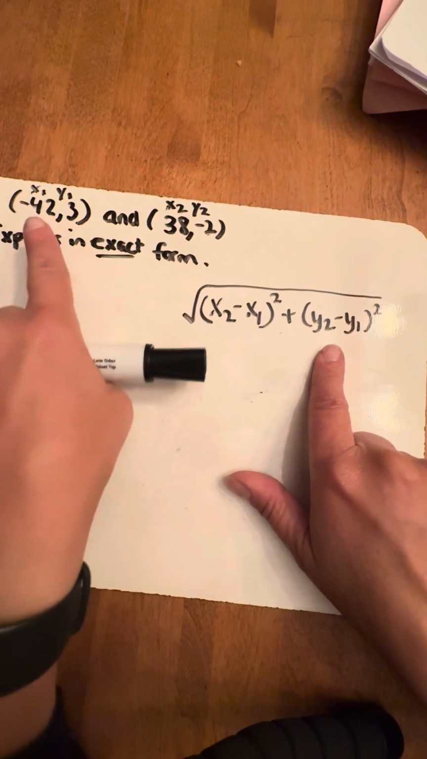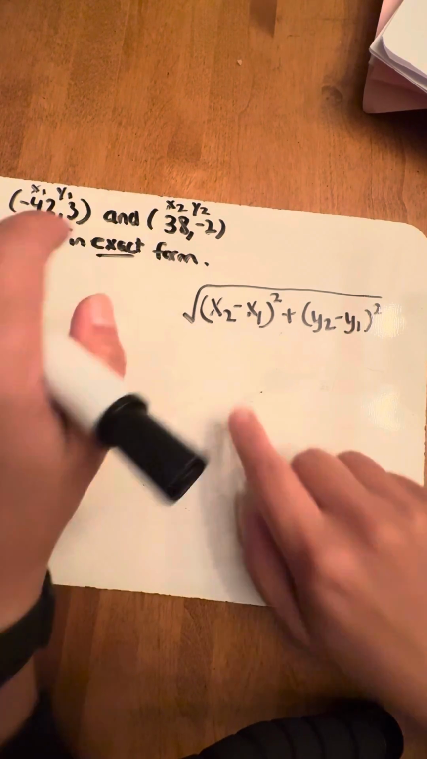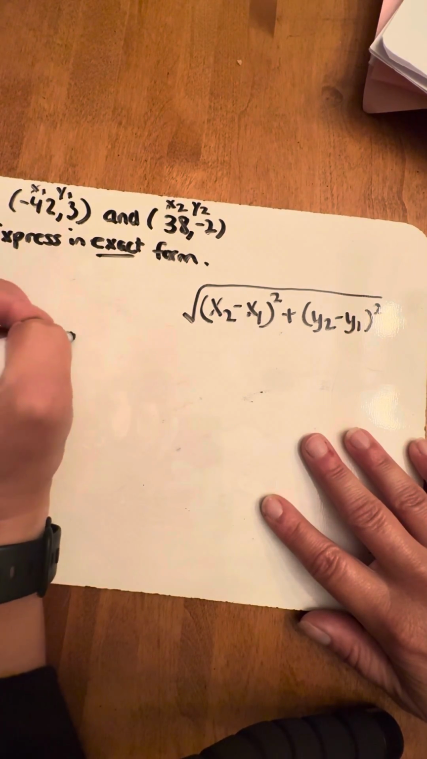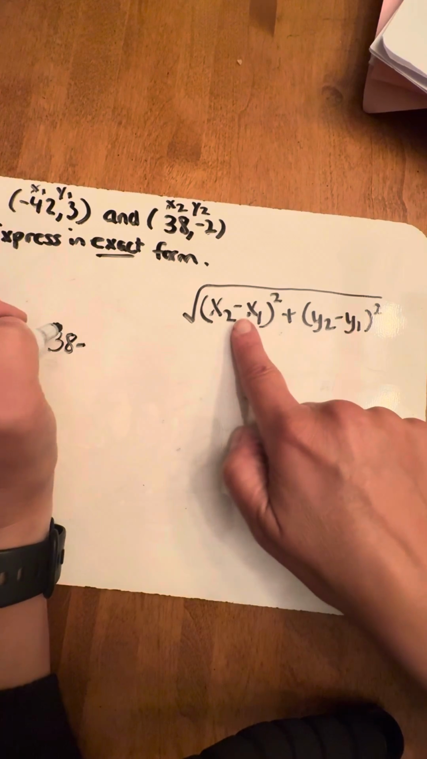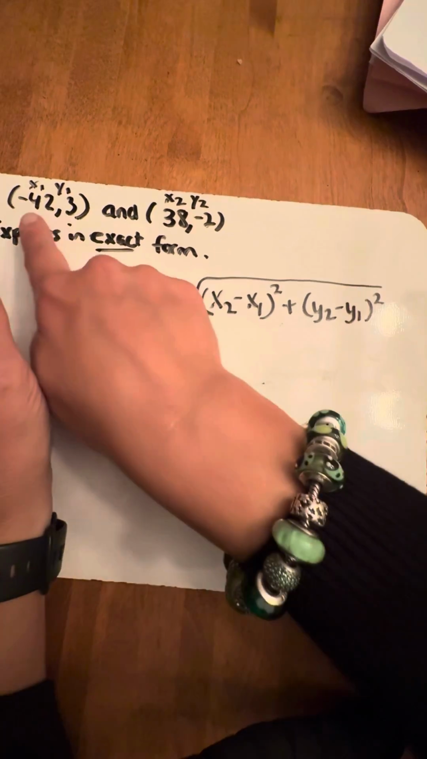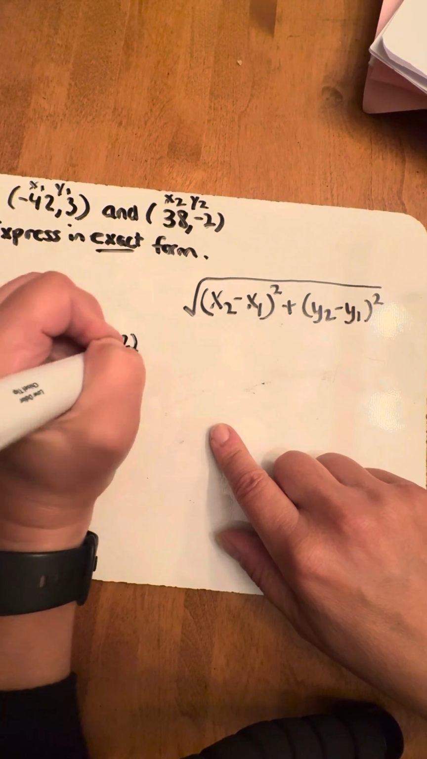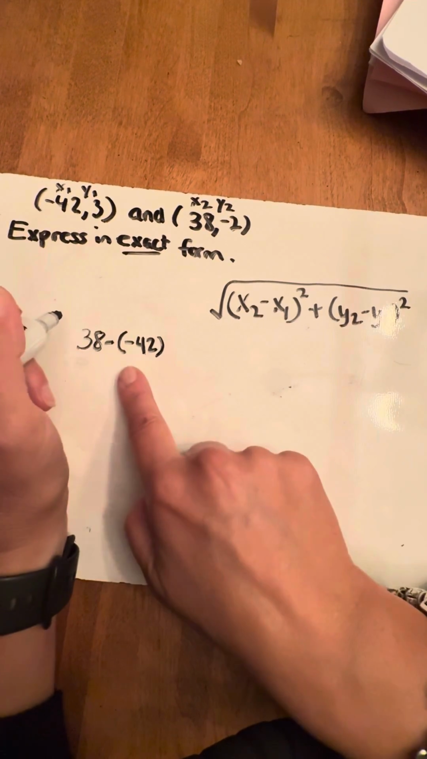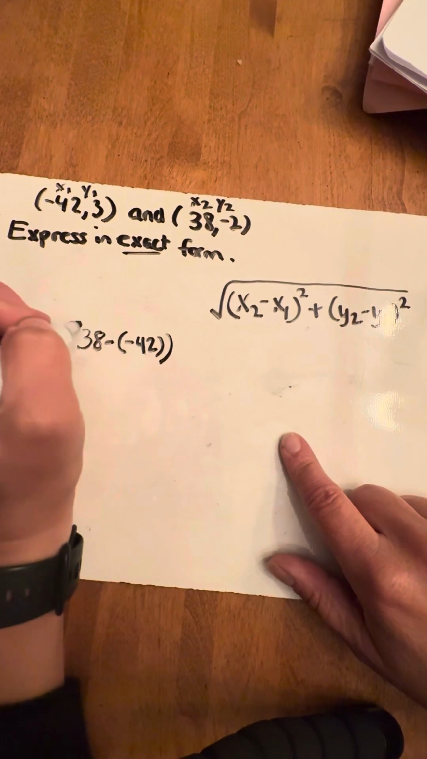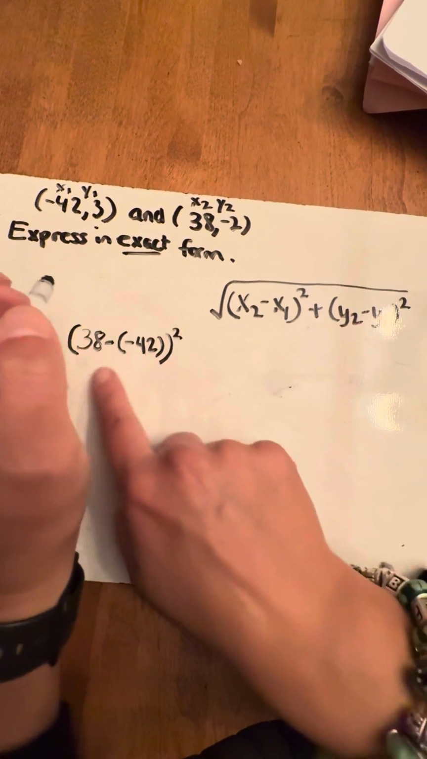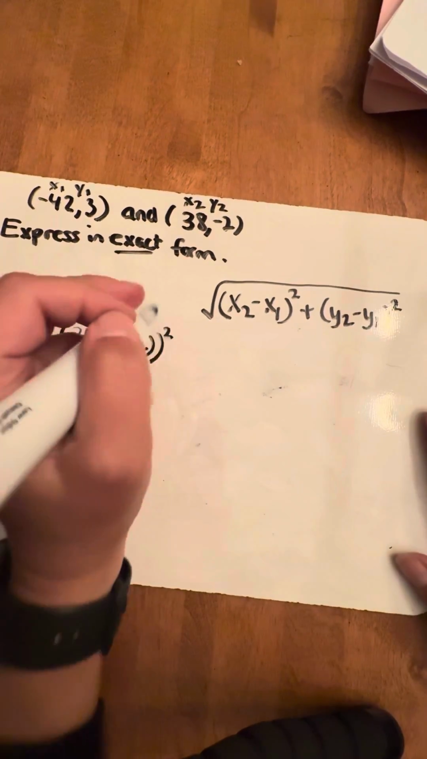So my x2, as you can see, is 38. So we're going to plug that in right here. It's minus, it's always minus. And then our x1 is negative 42. So when you substitute in a negative number, do not just drop that negative number. It has to be put in there. And then we're going to take the difference between that, solve that, and square it.